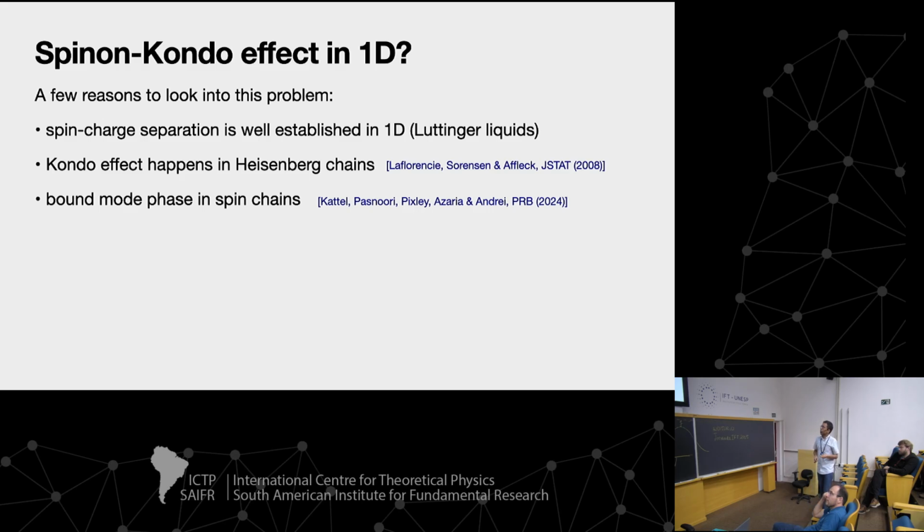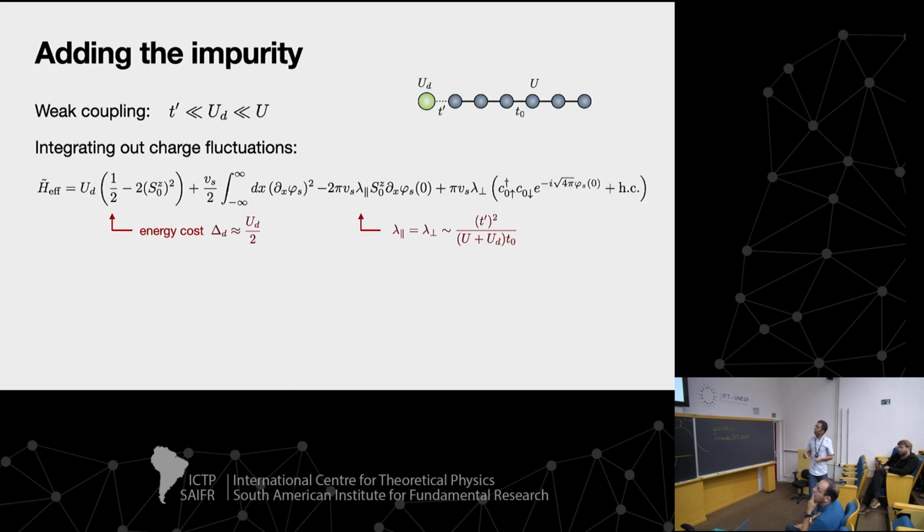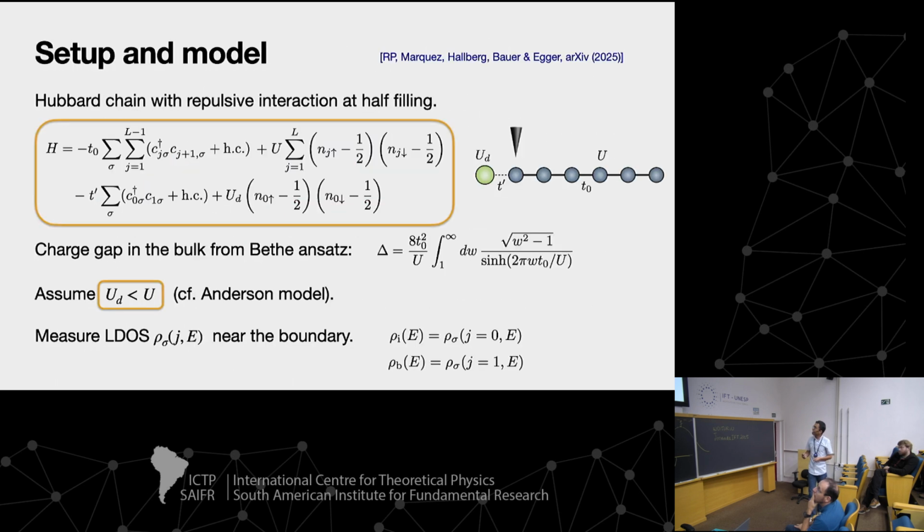Also, there has been some renewed interest in this problem, work by Nathan and Ray, that discussed some regimes where you can get bound states in the spin chains if the Kondo coupling is strong enough. We wanted to understand if there is any relation with the spinon-Kondo effect that I was talking about before.